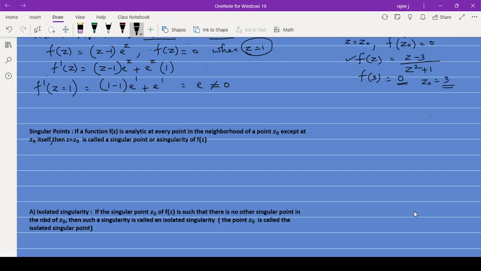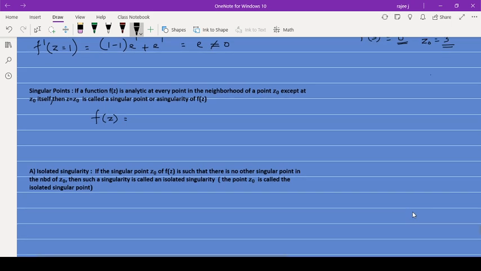This also I will show you an example so that you will get it easily. Suppose f of z is equal to z square upon z minus 2. Then here to get the singular point, or singular point means the point at which the function is not analytic. Okay, the point at which the function is not analytic is the singular point.